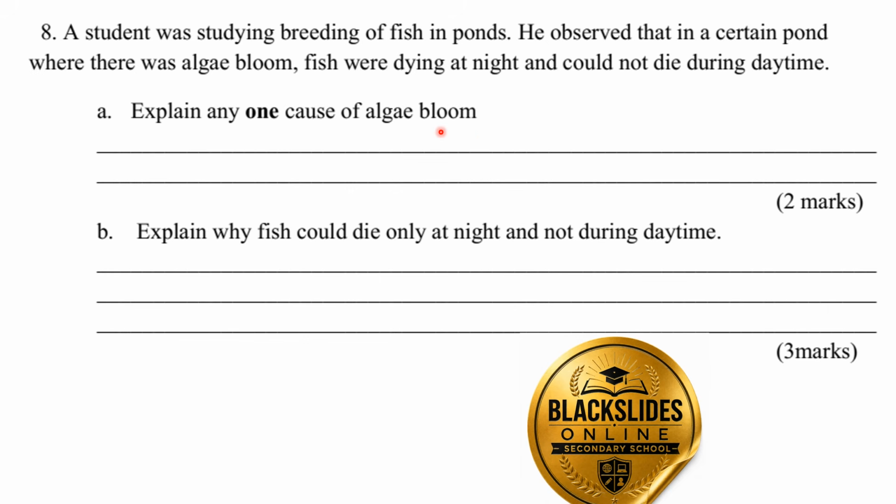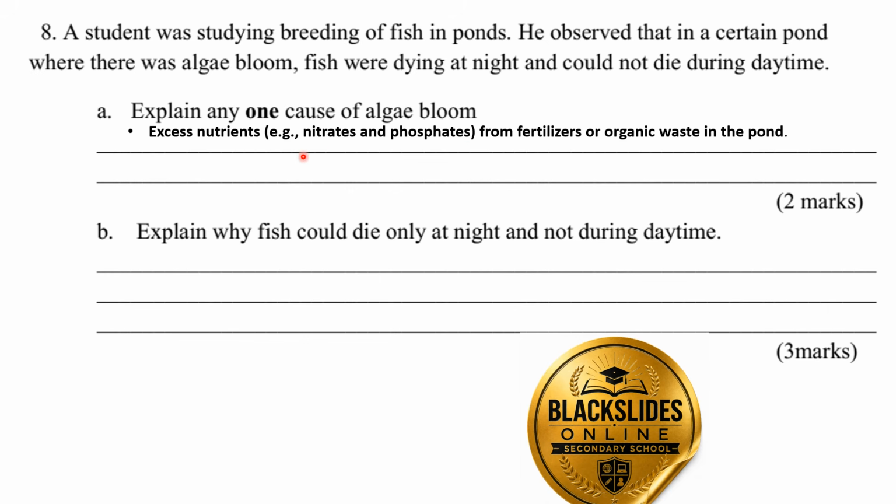So algae bloom is basically caused by excess nutrients, too much nutrients from fertilizers or organic waste in the pond. So it will cause algae to grow a lot, a condition known as algae bloom.